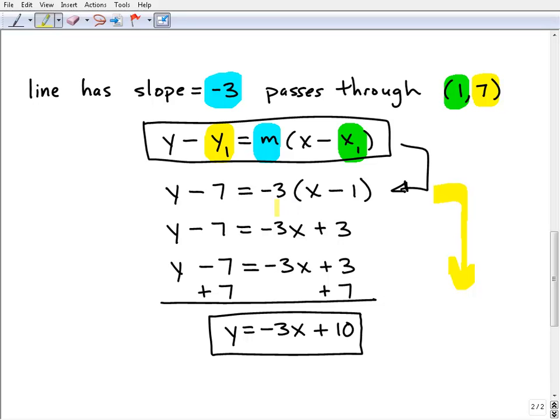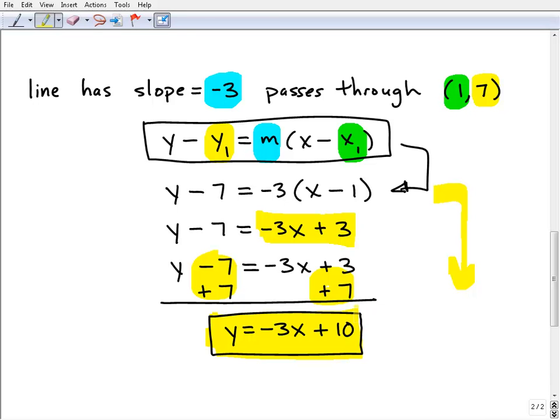But let's quickly go through the algebra. So we have y minus 7 equals -3 times x minus 1. You want to use the distributive property, and I did that there. So we have y minus 7 equals this. And now what I'm doing is getting the numbers to the right-hand side of the equation, so I'm left with just y. You can see I'm left with y equals -3x plus 10.